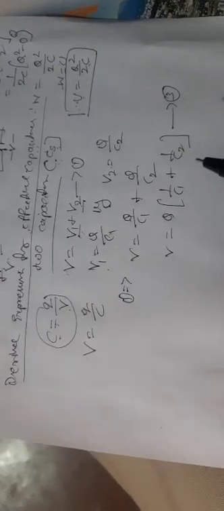These V1, V2 values are substituted in equation number 1. Equation number 1 can be written as the total electric potential V is equal to V1, that is Q by C1, plus V2, that is Q by C2. Therefore, V is equal to Q, the common factor, taken outside, times 1 by C1 plus 1 by C2. That is equation number 3.